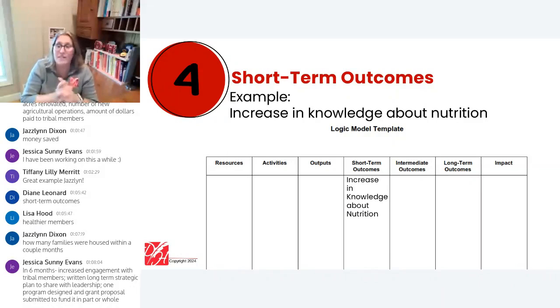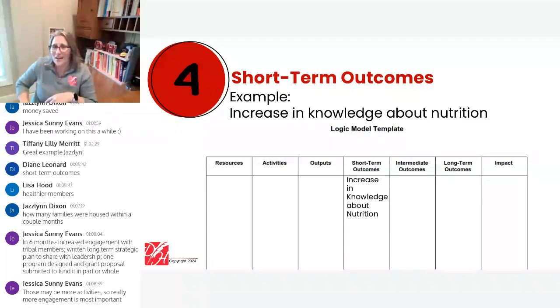Okay, so we have, like I said, different short-term outcome timelines. Increased engagement with tribal members, as indicated by what? I love it. Good. We could think about that. Written long-term strategic plan to share with leadership. That's something that we can see. That also could be something so important we would consider it an output. It's something that we could see, we could touch, it's quantifiable.